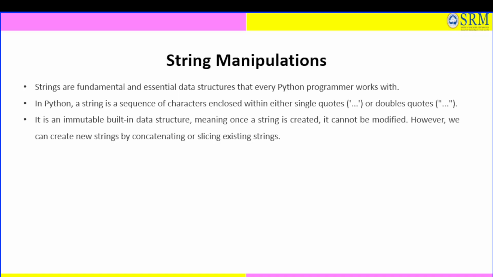A string is nothing but a sequence of characters enclosed within either single quotes or double quotes. If I write srm ist within double quotes, or within single quotes, that becomes a string, and it is an immutable data structure. Immutable means once you create it, you cannot modify that particular string. That is why it is called an immutable data structure. But we can create new strings either by concatenating or by slicing existing strings.